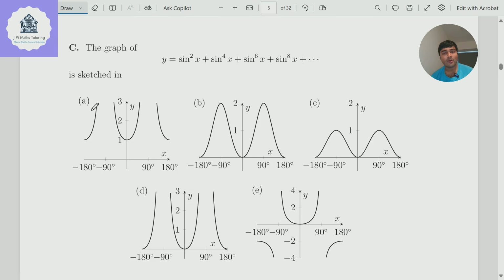Question C, the graph of y equals sine squared x plus sine to the 4 x plus sine to the 6 x and so on equals what? With these questions where you're identifying the graph, I always suggest firstly finding the intercept. So here, what is the y-intercept?